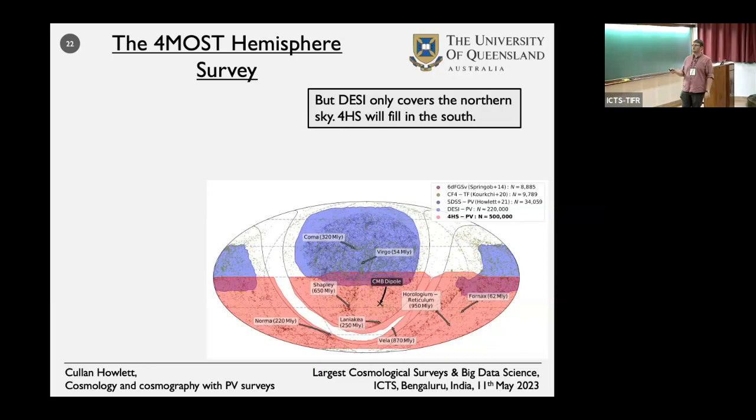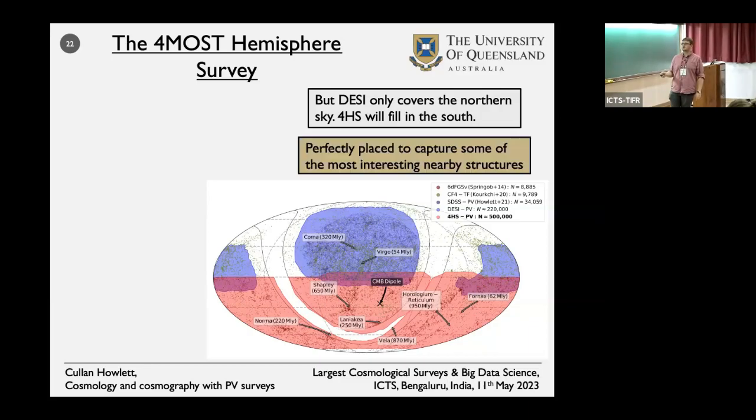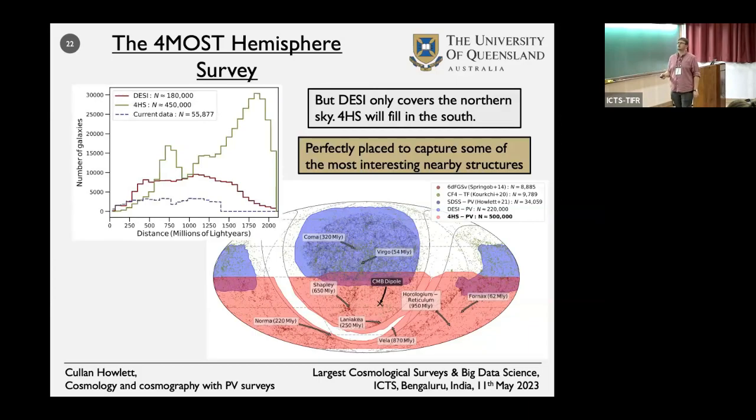The 4HS peculiar velocity survey is going to observe a similar number of galaxies. But more interestingly, a lot of the local structures that I was talking about for that bulk flow measurement, which we may want to cover to try and resolve these tensions, just so happen to be in the southern hemisphere. That includes Shapley, that includes the Vela supercluster. And so this is really perfectly placed to capture some of the most interesting nearby structures.